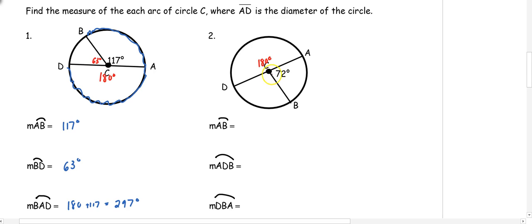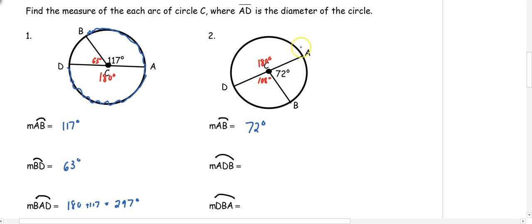And when I subtract 72 to get that missing angle, it has to be 108 degrees because this is my other semicircle. And together, those have to equal 180. So if I'm looking for arc AB, I'm using this central angle. So AB has a measure of 72 degrees.